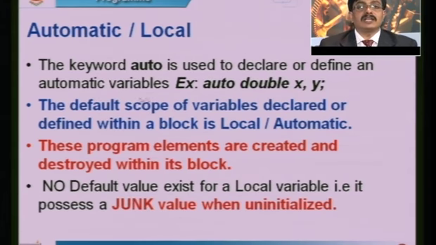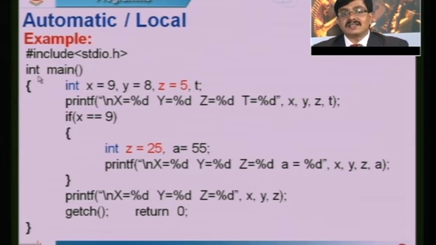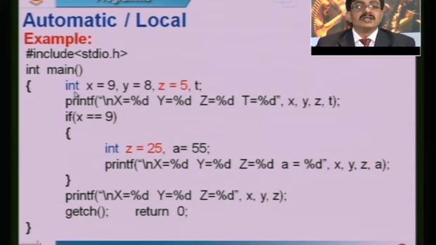With respect to local variables, we have seen various programs. Now consider this particular example. Here this is the main block, and this is the if block. At the beginning of the block we can declare any variables. Here I am declaring x, y, z and t as variables of type integer. Since I am declaring them within main, these are all local variables. I can use auto int, or I can just use int. The default scope will be local only.